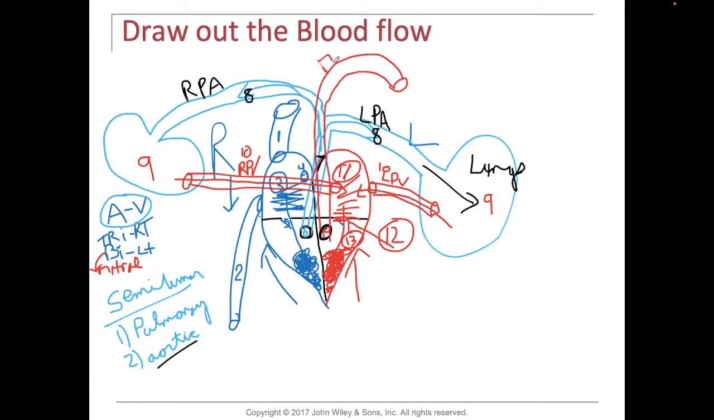And then we have 1, 2, 3 main valves off the trumpet. Remember, I drew that line before this way. This is the brachiocephalic. This one here is the left common carotid, and then this one here is the left subclavian artery.